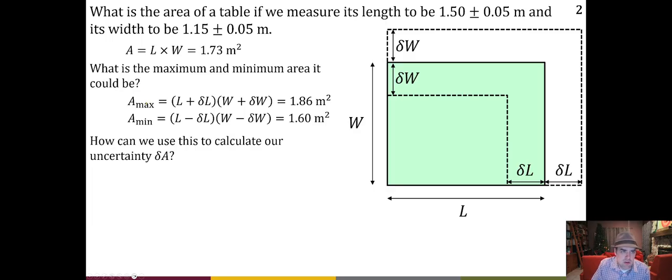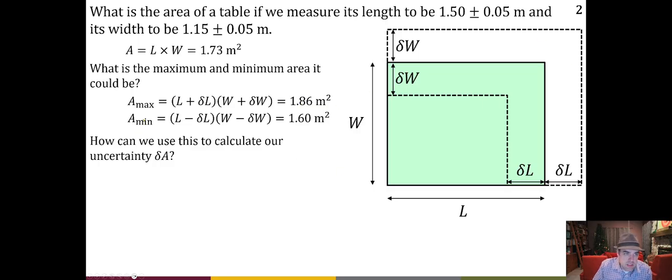So the biggest the area could be is the same as length times width. Well, the length could be, add the uncertainty in length. This is the biggest length, right? The biggest it could be. We multiply that by the biggest the width could be. So W plus delta W gives us the biggest the width could be. And following our significant figure rules, we get 1.86 meters squared for the biggest that the area could be.